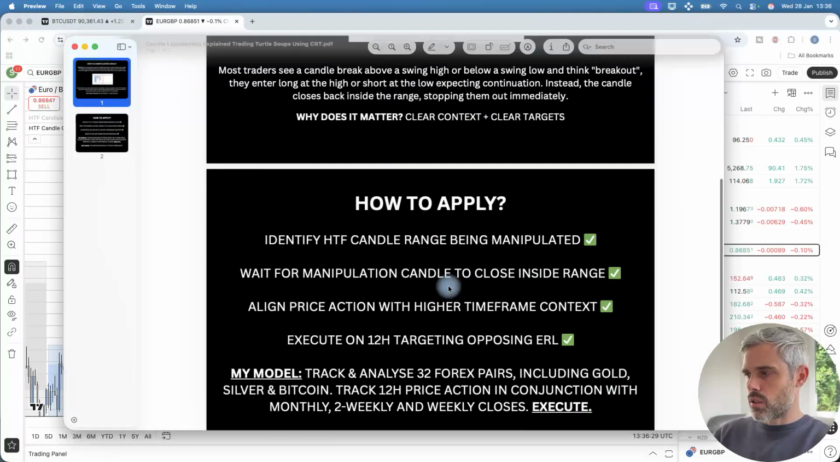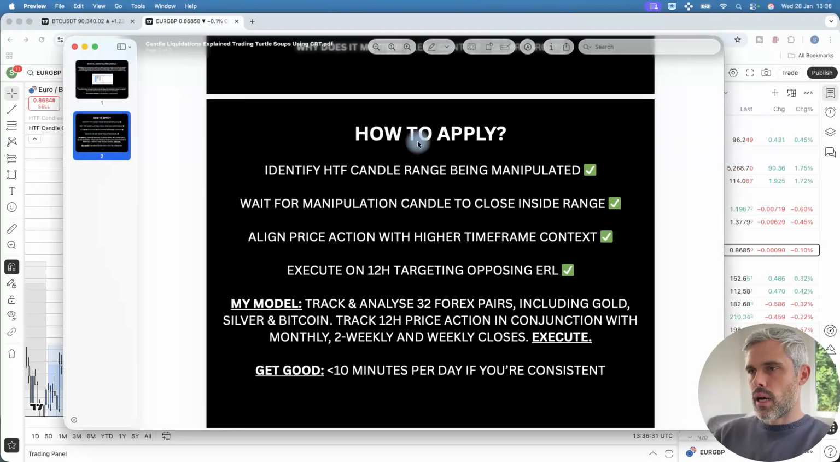So let's look at a quick view of how to apply this. Identify higher time frame candle ranges and when they might be manipulated. Wait for manipulation candles to close inside ranges, or use a slightly lower time frame to confirm an existing higher time frame close, so maybe the weekly if you're looking at 2-weekly. Align price action with higher time frame context, and then execute on your price action time frame. So in this case, the 12-hour time frame.